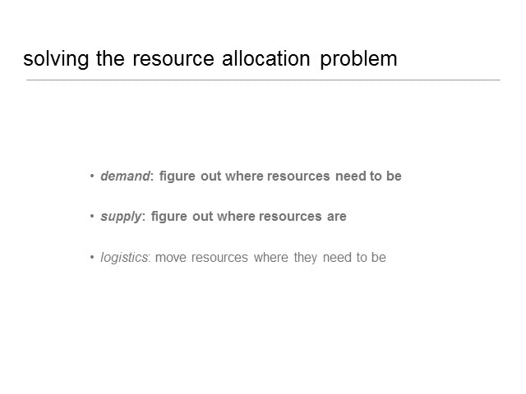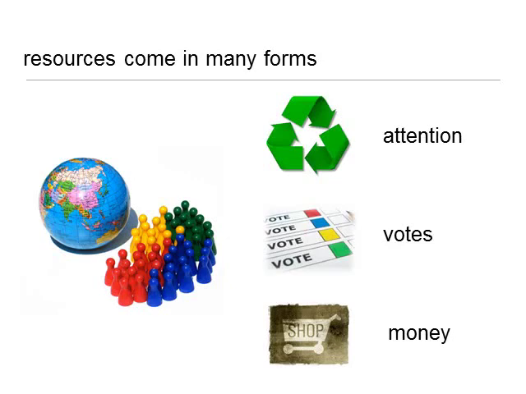Now, of course, resources come in a lot of different forms. You can have very concrete things like food and water and garbage. But when we start talking about social continuity and keeping the fabric of society together, we can think about things like the attention that people are giving to different things. We can talk about political resources, votes, political attention, political time. We can think about money in terms of the economy. All of these are different resources.